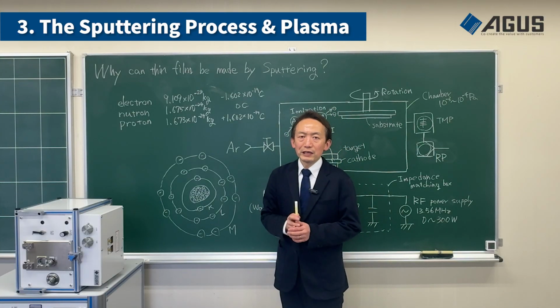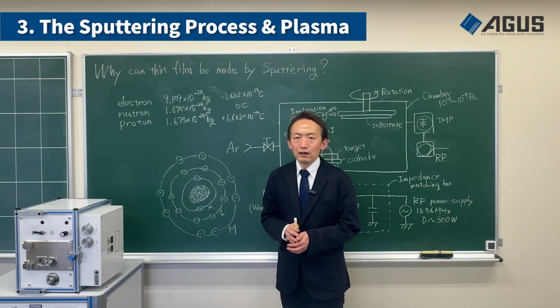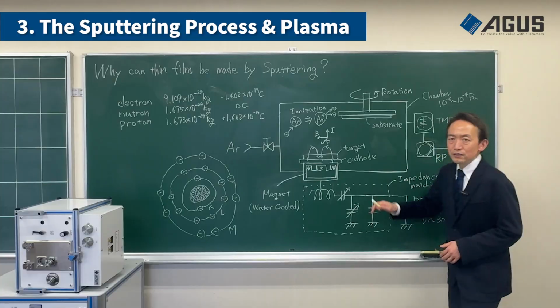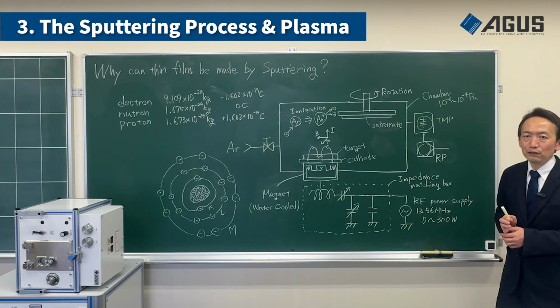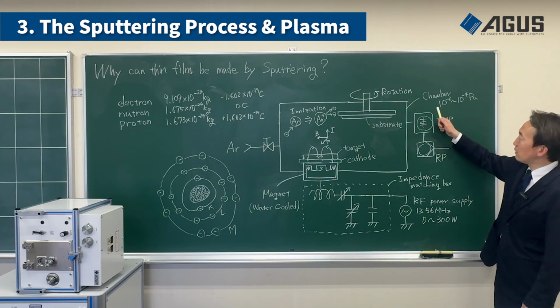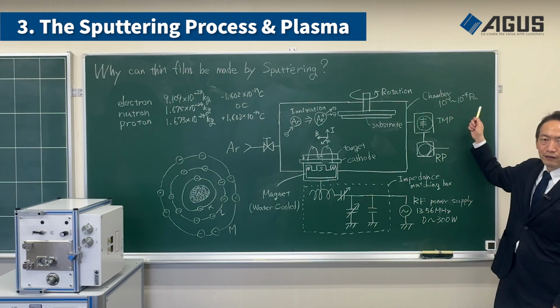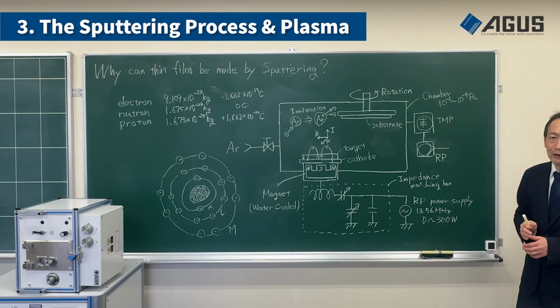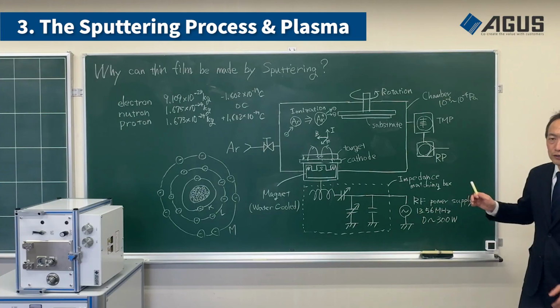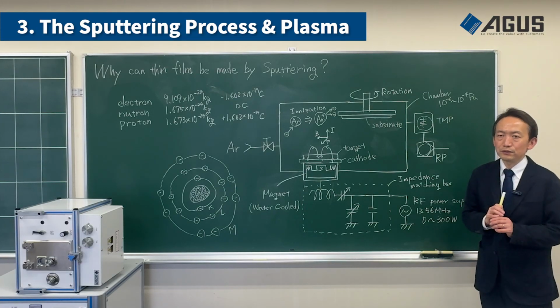Now, let me explain the sputtering process. First, we evacuate the chamber from atmospheric pressure down to about 10 to the minus 3 to 10 to the minus 4 pascals. Next, we turn on the RF power at about 13 watts. At this stage, no discharge has started yet.